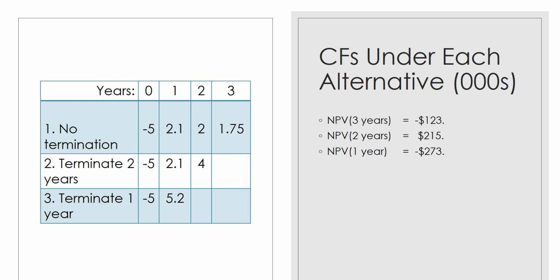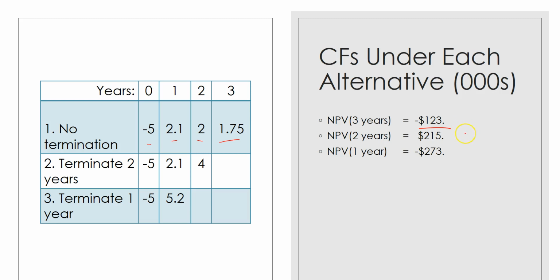So if we were to look at not terminating the project, then we would spend $5,000. It would return us $2,100 the first year, $2,000 the second year, and $1,750 the 3rd year. That would give us a net present value of a negative $123. So it wouldn't be a good idea.